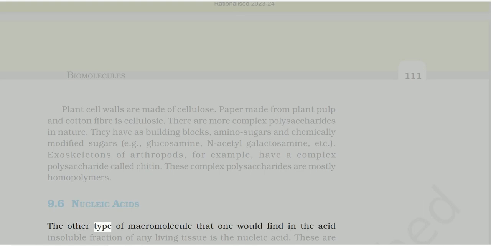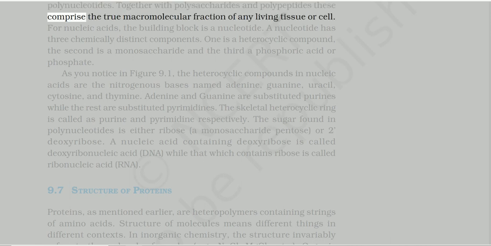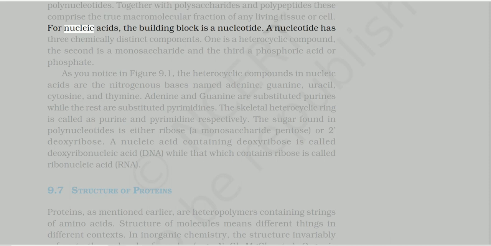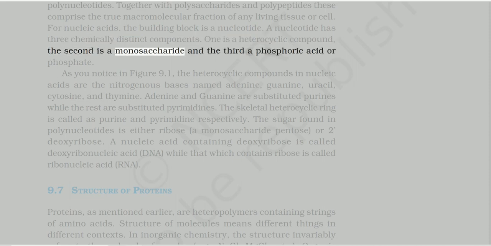The other type of macromolecule that one would find in the acid-insoluble fraction of any living tissue is the nucleic acid. These are polynucleotides. Together with polysaccharides and polypeptides, these comprise the true macromolecular fraction of any living tissue or cell. For nucleic acids, the building block is a nucleotide. A nucleotide has three chemically distinct components.